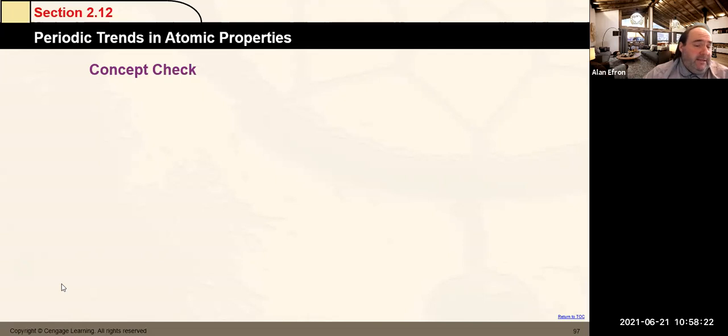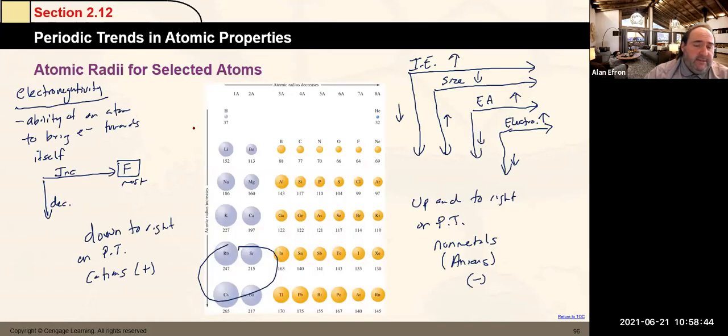And we also talked about electronegativity, which is really the only topic from chapter 3 that you need to know about. Remember, electronegativity is the ability of an atom to bring electrons towards itself. Fluorine is the most electronegative, and it increases as you go up and to the right on the periodic table, with fluorine being the most electronegative, and decreases as you go down. Ultimately, what we saw with all these periodic trends is essentially what we know about metals and non-metals. Metals are essentially to the left of the periodic table. Non-metals are to the right of the periodic table.